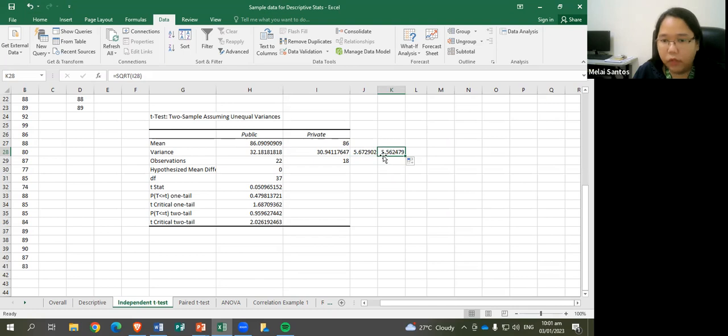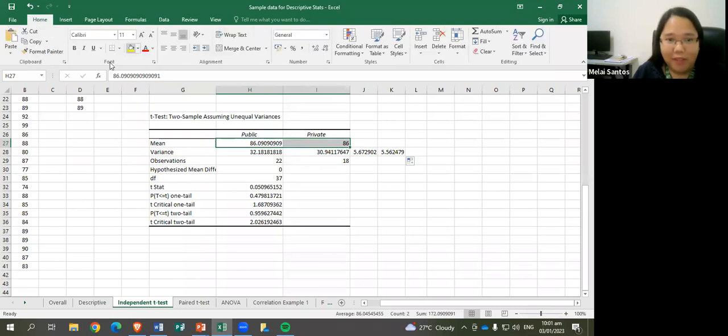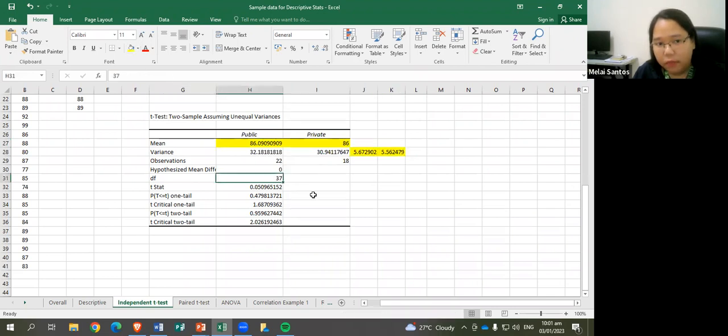Now, what else do you need? This one, the number of observations. This is the n, 18 and then 22. I'll try to color it. I work better with colors. And then you also make use of the degrees of freedom. So that's DF. You will copy that.